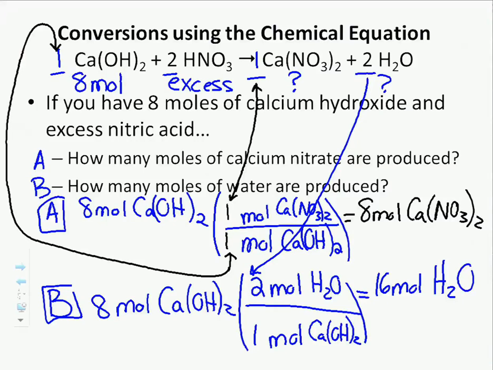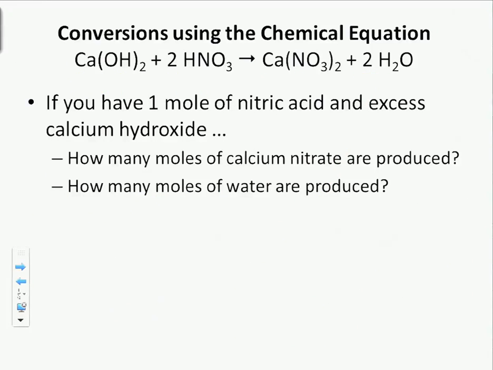So once again, these conversion factors all come from our balanced chemical equation. If it's not balanced, you will not get that conversion factor correct. Let's do some more examples. We're just going to do a lot of examples all in a row today. This next question says, if you have 1 mole of nitric acid and excess calcium hydroxide, how many moles of each of the products are formed? I want you to pause the video right now and practice this. Do this part on your own. Tell me how many moles of each of the products are produced. Pause the video and then listen to the explanation.